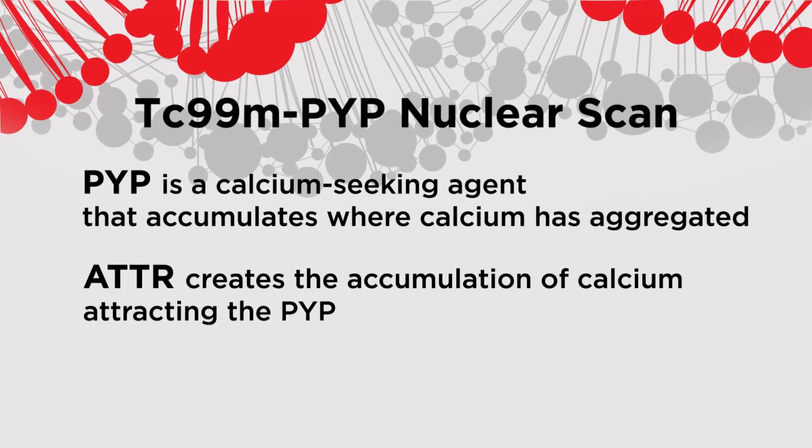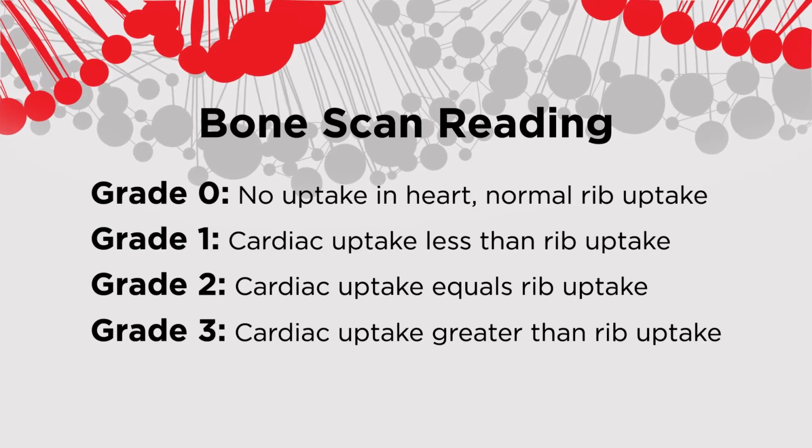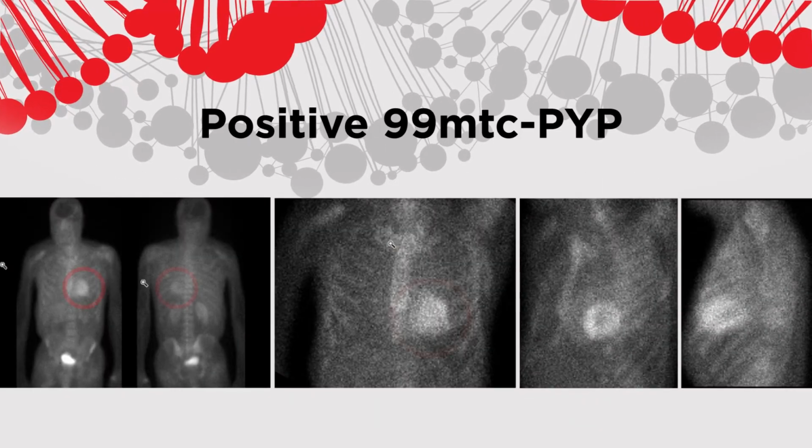Why are we using the nuclear medicine PYP bone scan exam to diagnose ATTR cardiac amyloidosis? When the PYP starts to accumulate within the heart, studies have shown that if the uptake is equal to or above that of the ribs, meaning grade 2 or grade 3 uptake, then the sensitivity and specificity for ATTR cardiac amyloidosis are above 90%.